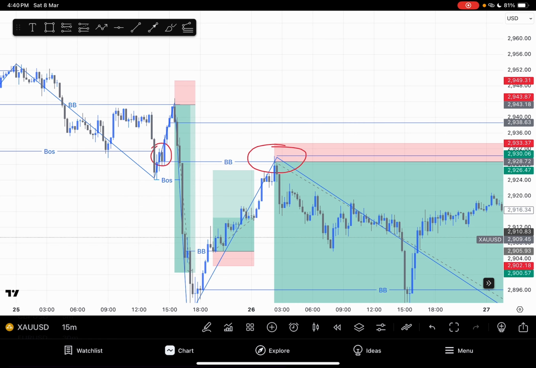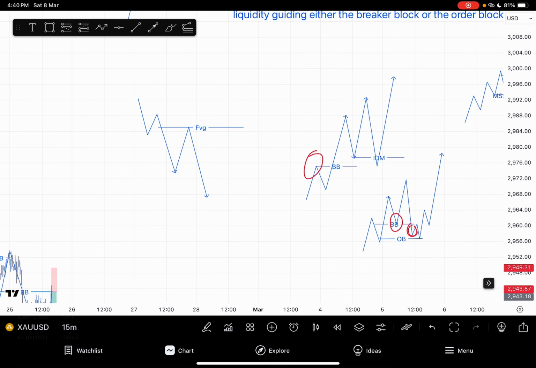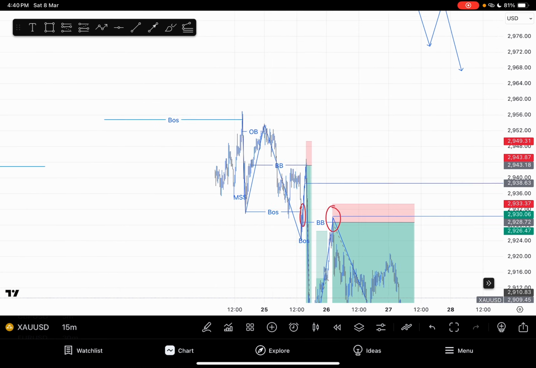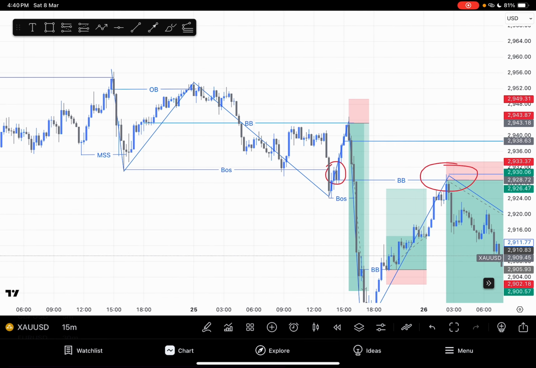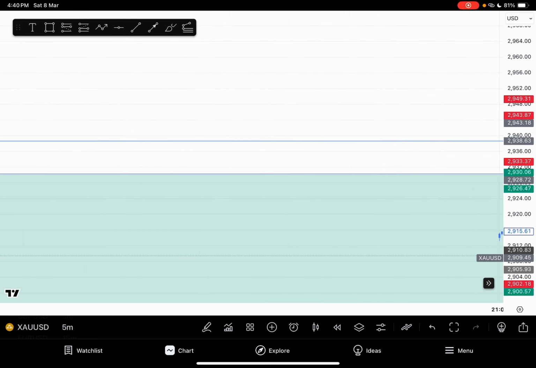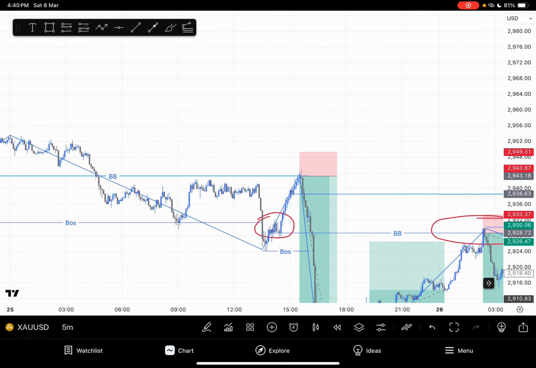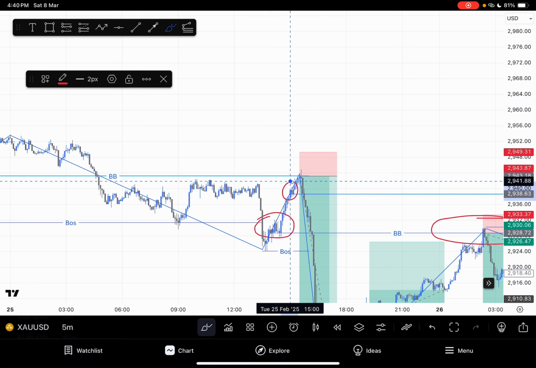So I use the breaker block, and if you follow this pattern I drew here, remember, once there's an order block and there's a breaker block, price will first of all use the breaker block before coming back to use the order block. So at this point, there's a breaker block at that area. Then you drop down again to the 5-minute time frame. You will see there's an order block after this breaker block.